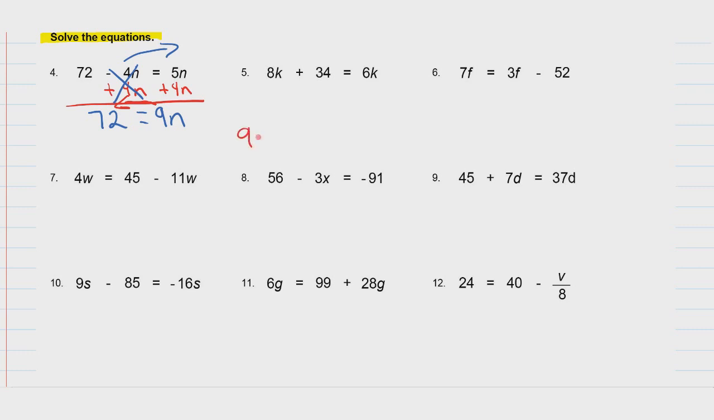Well, 9 next to n equals 9 times n. So the opposite operation would be division. So we'd want to divide both sides by 9. And 9 divided by 9 gives us 1. And 1n equals n. So we have n equals 72 divided by 9, which is 8. So 8 equals n. Well, we went over problem 4.